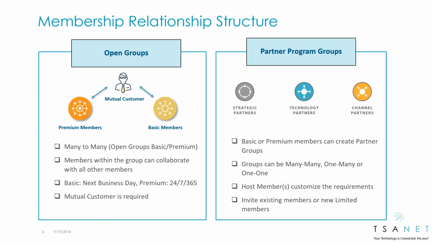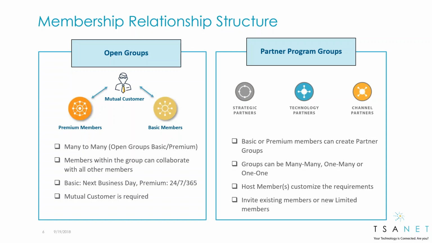We need to bypass our entitlement process, but I've only got a certain group of companies that I'm working with and only in this environment. You now have the ability through TSANet to create your own custom groups. And that can go into the strategic partner area. It can move into a one-to-many relationship where you might have an entire group.